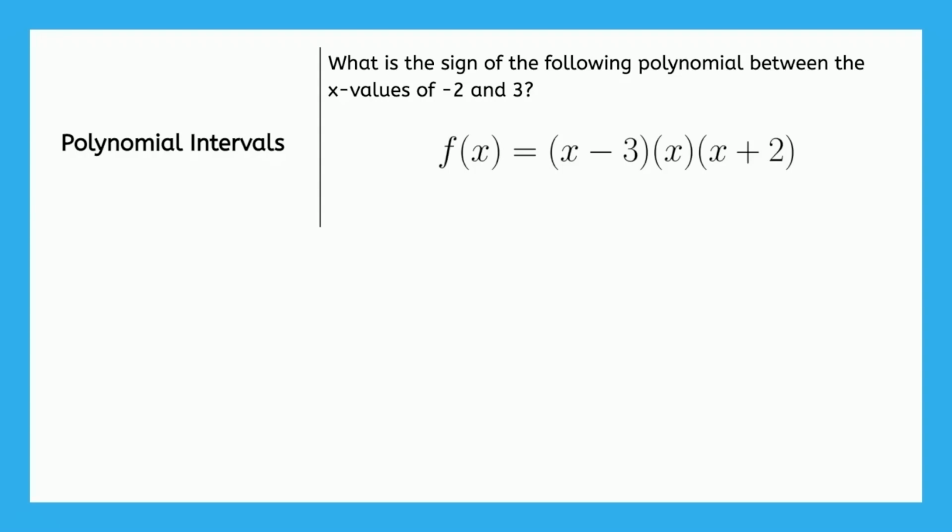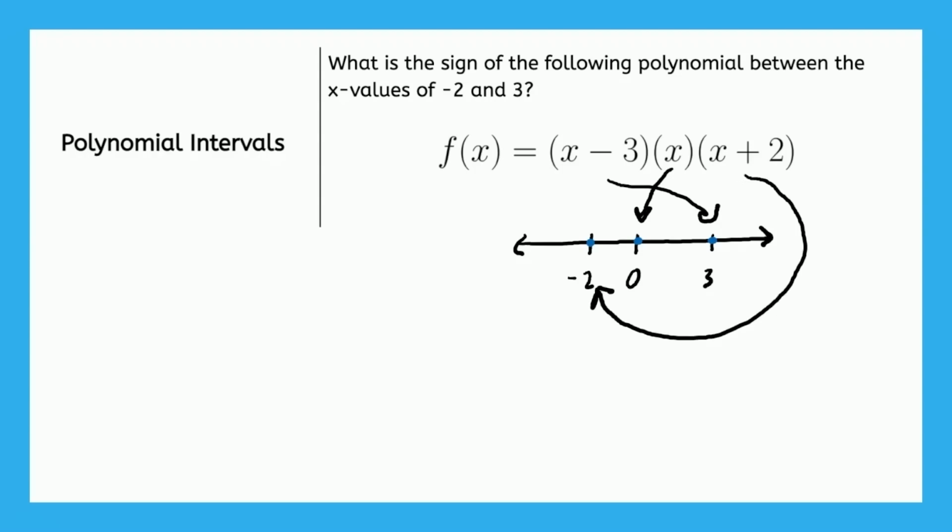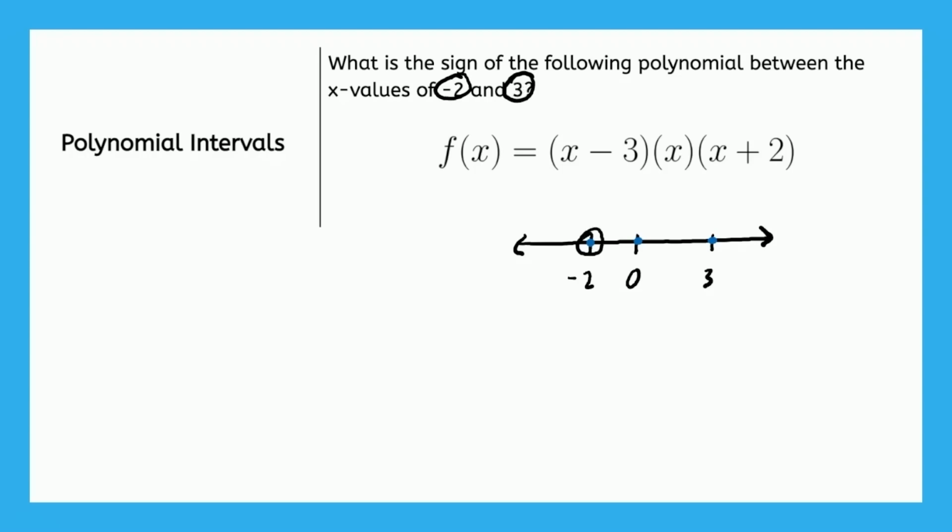So first of all, let's draw on a number line the three zeros that we get from these three factors. So the factor x minus 3 gave us a 0 of positive 3. The factor of x gave us a 0 of 0. And the factor x plus 2 gave us a 0 of negative 2. Now, where is the interval they're asking about? It starts at negative 2 and ends at 3. So it starts here and ends here.